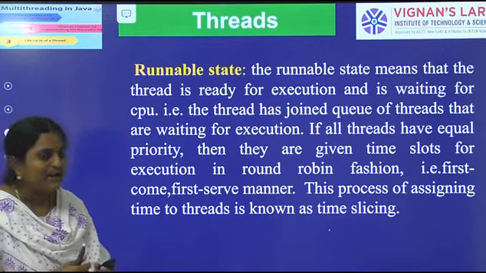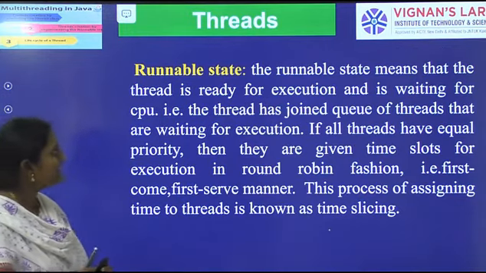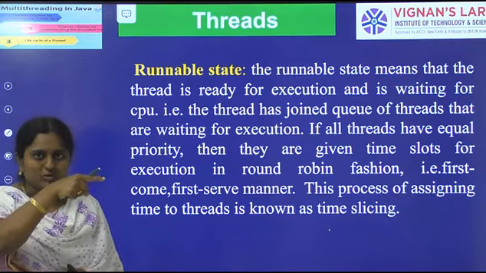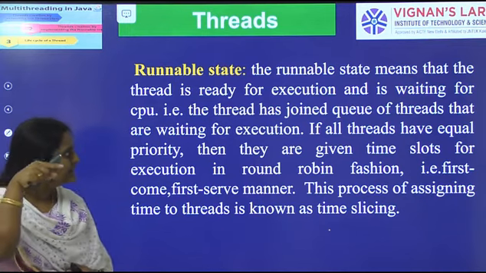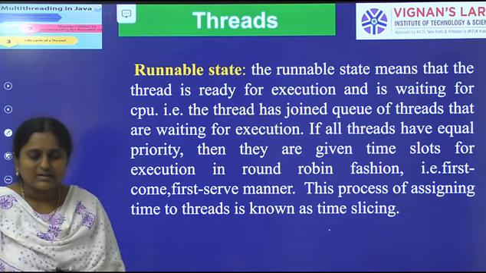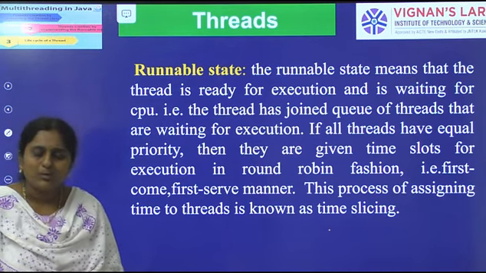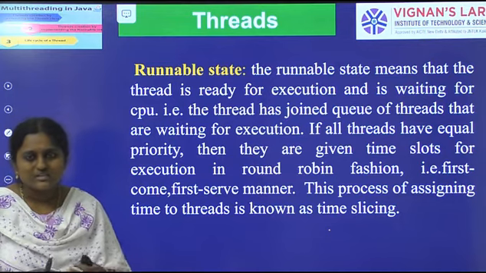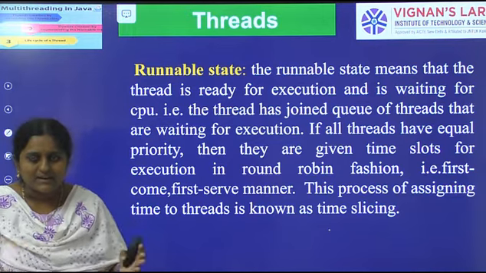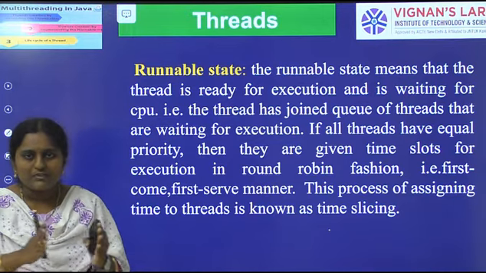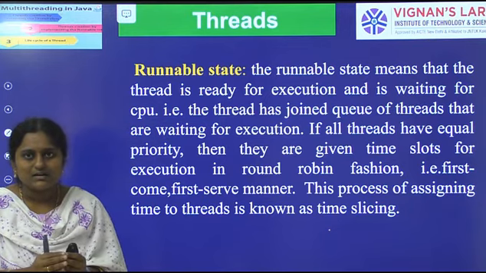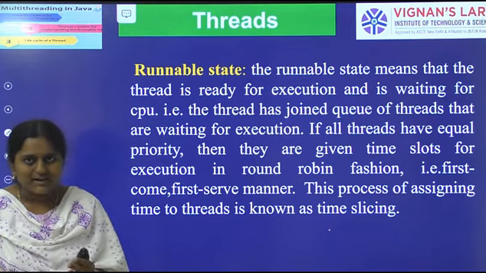Next coming state is the runnable state. Let us see the runnable state. Here the runnable state means the thread is ready for execution. The thread has already been created in the newborn state. In the runnable state, the thread is ready for execution and waiting for the CPU, waiting for the processor. Who executes our programs? The processor executes our programs. A number of threads are waiting in the queue in the runnable state, ready for execution and waiting for the processor.